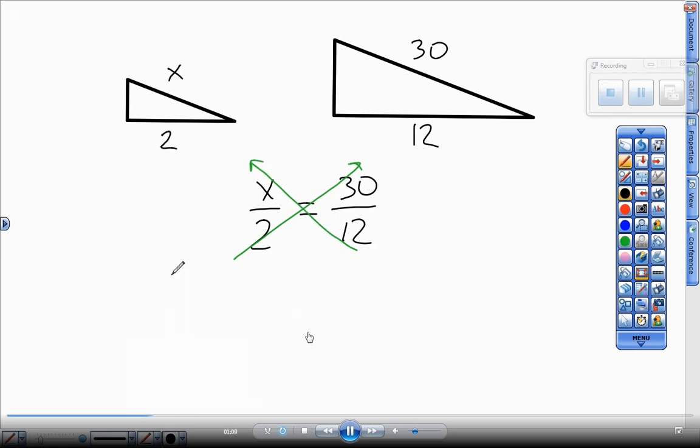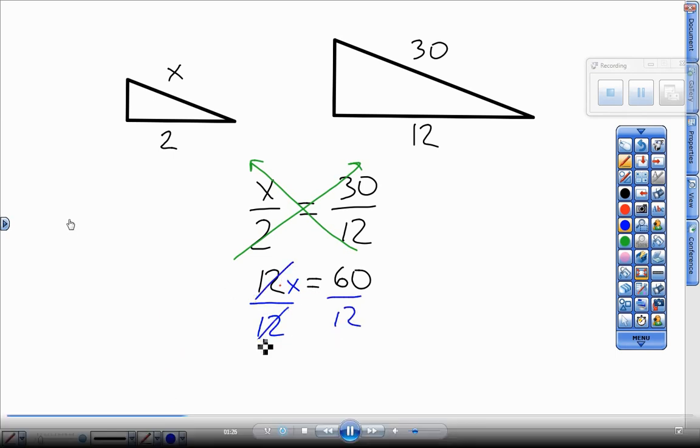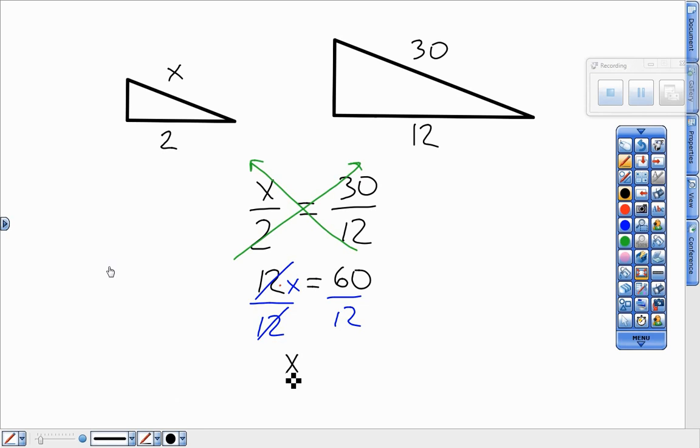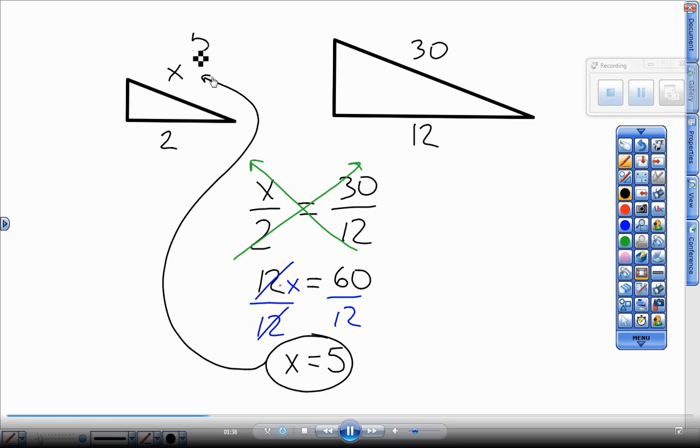12 times x gives me 12x. When I times the other way, 2 times 30, that gives me 60. And then the opposite of multiplying by 12 right here is dividing both sides by 12 to keep that equation balanced. Divide that side by 12, that side by 12, gives me x equals 5, an equivalent equation. So that is the answer. 5 is the number that would go right here in that length right there. So this triangle, 5 to 2 is the same ratio of 30 to 12. These are similar triangles.